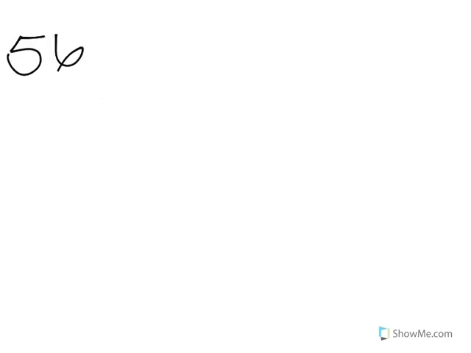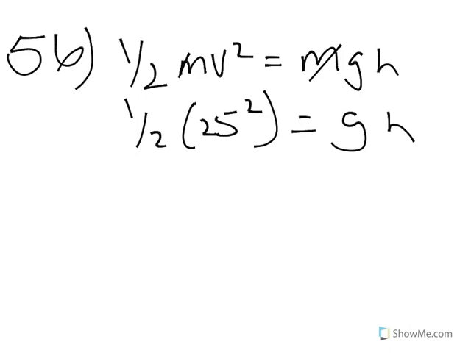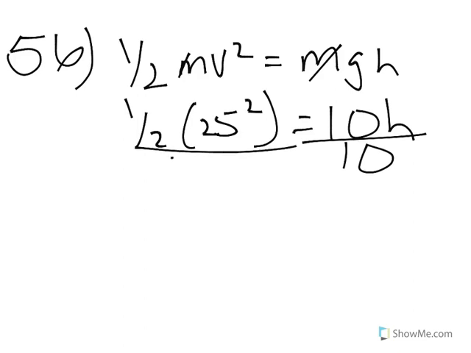Number 56. Dennis drops a quarter off a skyscraper. The quarter hits the ground at 25 meters per second. How many floors above the ground is Dennis? So what we have to do is figure out how far it fell. So we go 1/2 mv squared. The kinetic energy at the bottom is equal to mgh, the potential energy at the top. Don't really care about the mass of the quarter. So 1/2 times 25 squared is equal to gh. g is 10, remember, so 10h. So divide both sides by 10.